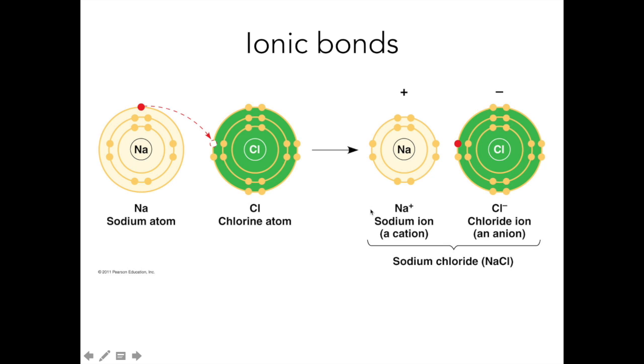That's going to form a positively charged ion. Ions are always charged particles. It's positively charged, we call it a cation. Chlorine picks up that electron, and now it's got 1 extra electron than it has protons in the nucleus. So it's going to become a negatively charged ion, or an anion. We put them together and we get sodium chloride, which is table salt.